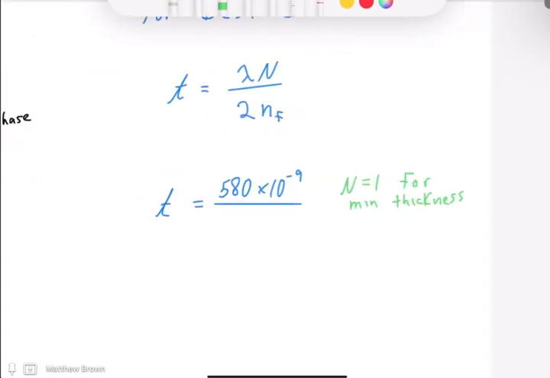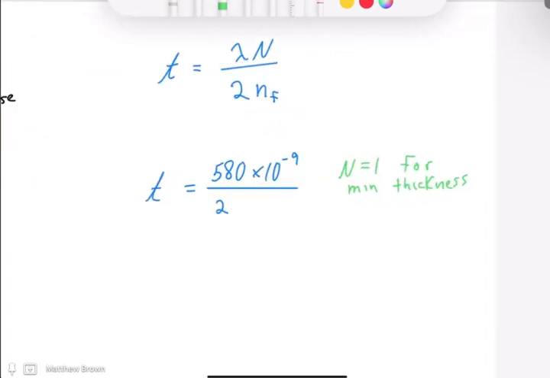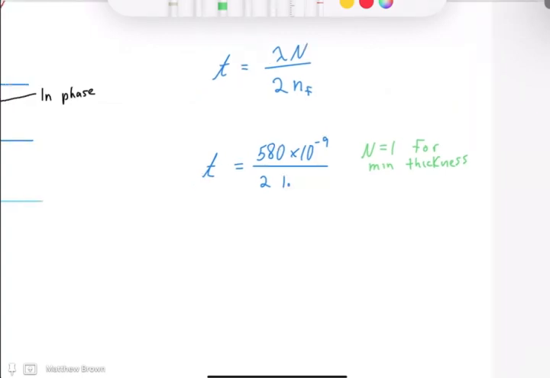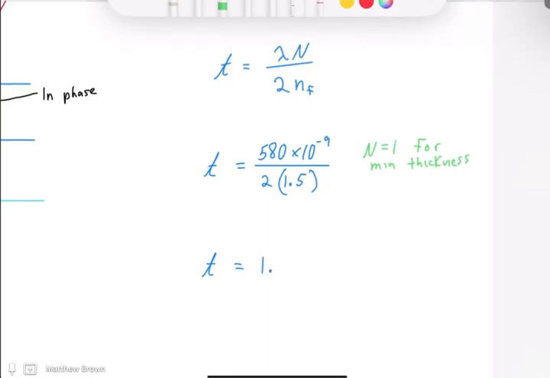And then divided by 2 and divided by the index of refraction of the film, which is the index of refraction of the glass, so that's 1.5. And that means that putting in those numbers, I get 1.93 times 10 to the negative 7 meters as the minimum thickness I have, which is pretty thin, almost 0.2 micrometers. That's pretty small, right? That's like 2,000th of a millimeter. So that's a really, really thin film.